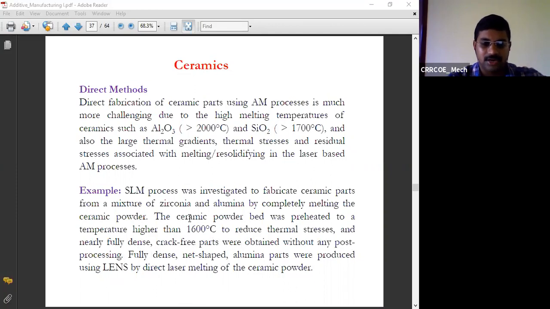So by adopting this particular process, we don't require any post-processing. Crack-free parts will be obtained, and such cracks will not be produced by adopting this direct method. Fully dense net-shaped aluminum parts were produced by using LENS, by direct laser melting.